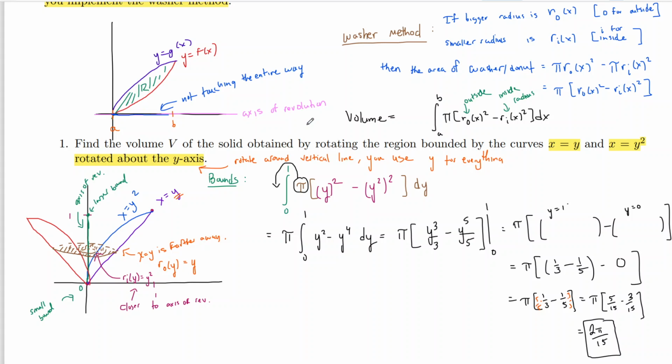And the other point of emphasis I want to bring up in this problem is that we did not do anything special just because we rotated around the y-axis instead of the x. So keep that in mind. All we did was say, well, we have this formula. Technically, this is for revolving around the x-axis, or in more generality, a horizontal line. Whenever you rotate around a vertical line, you just use y for everything.